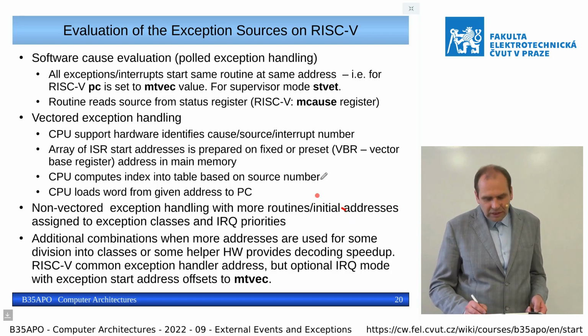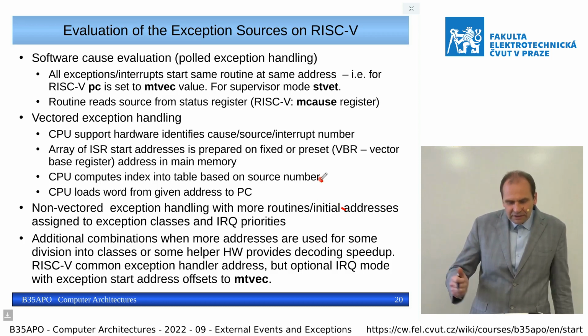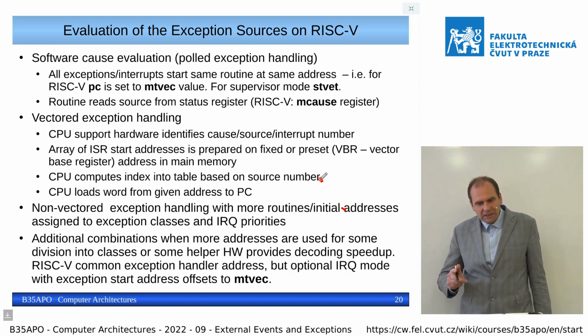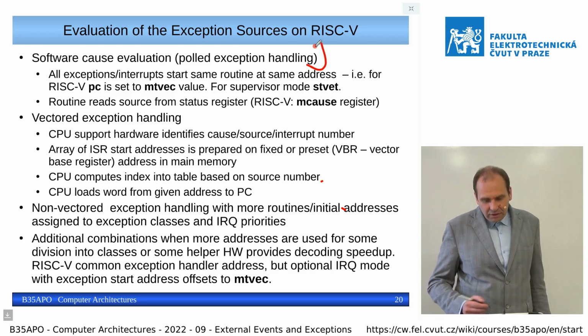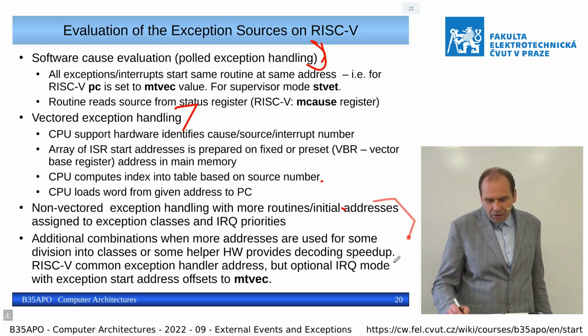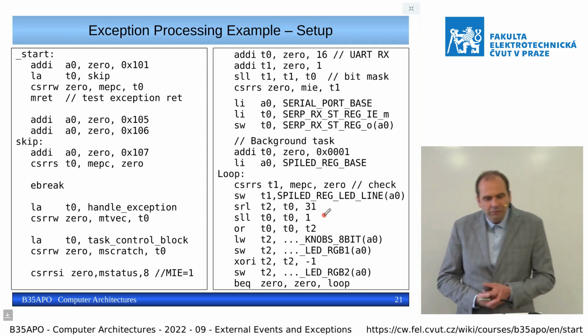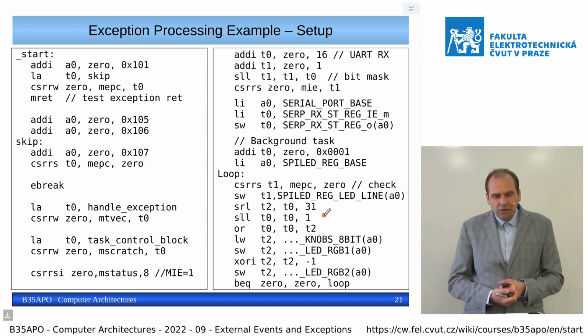So there are different options, but you should know that there can be masked and non-maskable interrupts. Processing can be in the software, or it can be a vector in the hardware, or it can be some combination. And now there is the actual code. How will such processing look on the RISC-V?